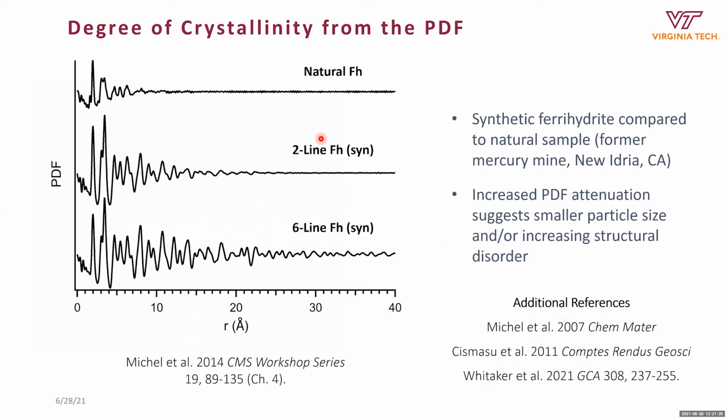For ferrihydrite, 6-line ferrihydrite is considered the more crystalline kind. You can see the PDF signal continues out to 5 or 6 nanometers. 2-line is less crystalline. You can see it attenuates by around 2 to 3 nanometers. And then when we looked at natural ferrihydrites, which tend to be very poorly crystalline, you can see they're only about a nanometer or so in size based on that PDF estimate.